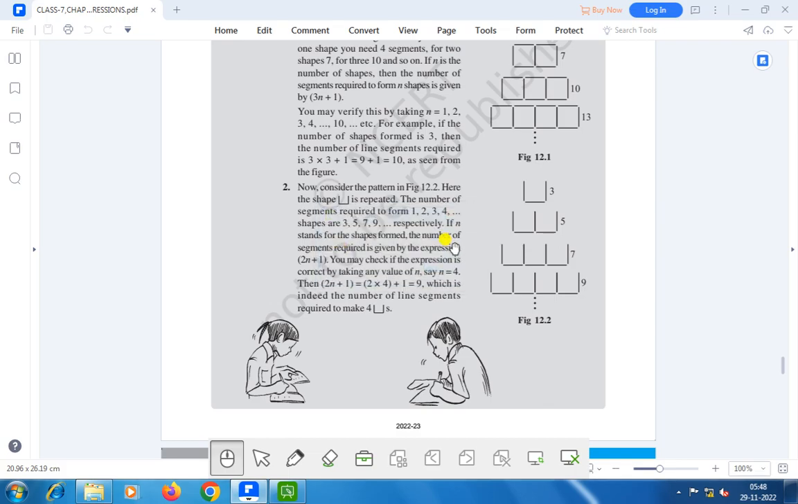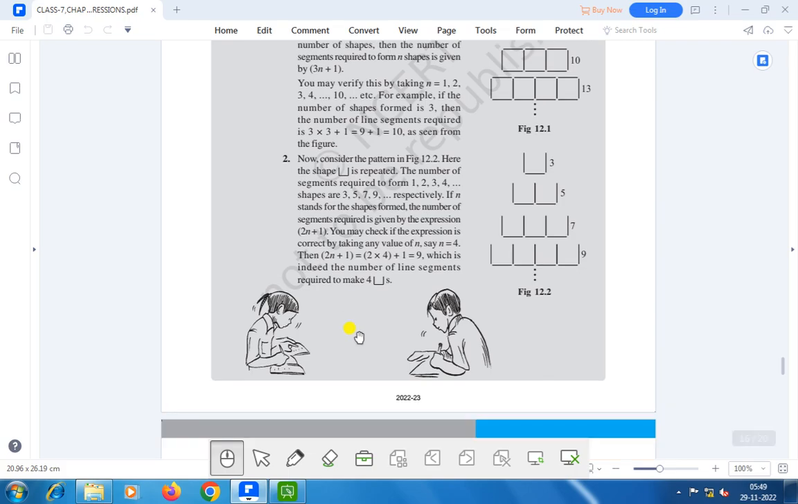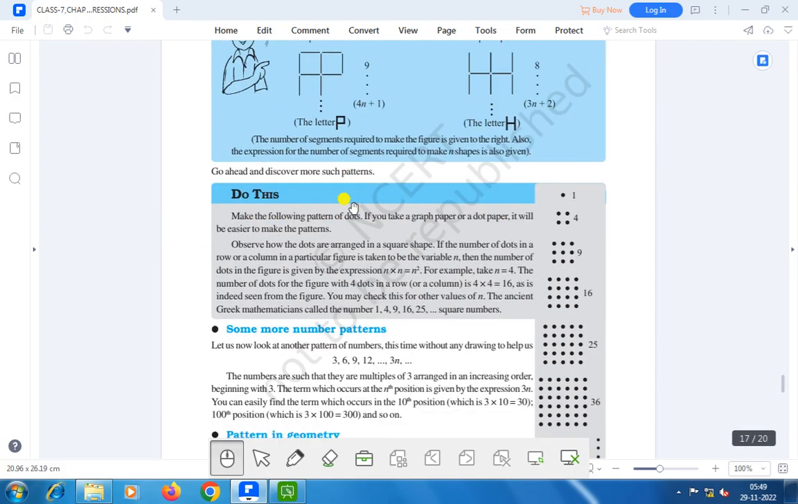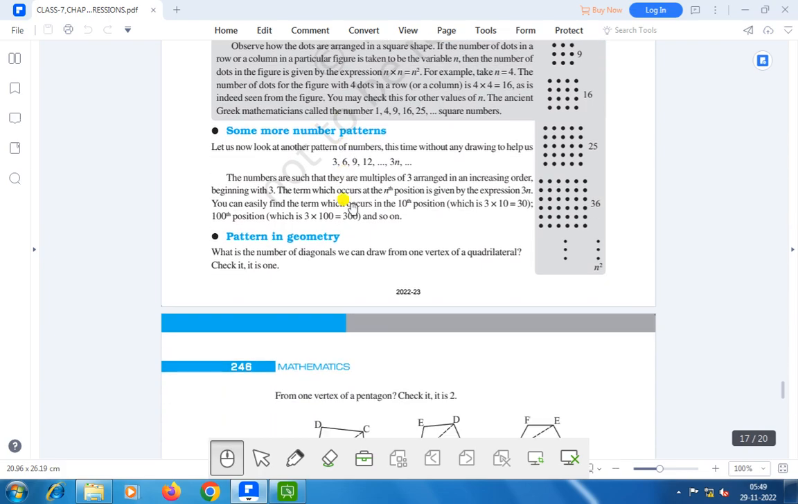If n stands for the shapes formed, the number of segments required is given by the expression 2n plus 1. You may check if the expression is correct by taking any value of n, say n equal to 4. Then 2n plus 1, 2 into 4 plus 1 equals 9, which is indeed the number of line segments required to make 4 U's. It is 2n plus 1. You can make similar patterns and find the formulas for them. Right? Some more number patterns.